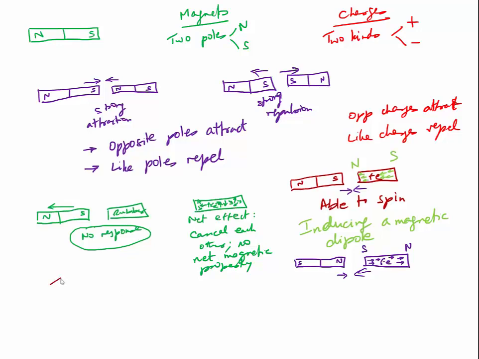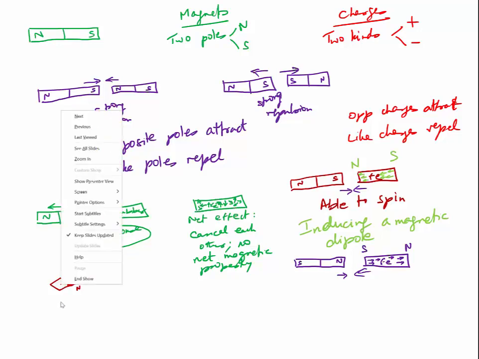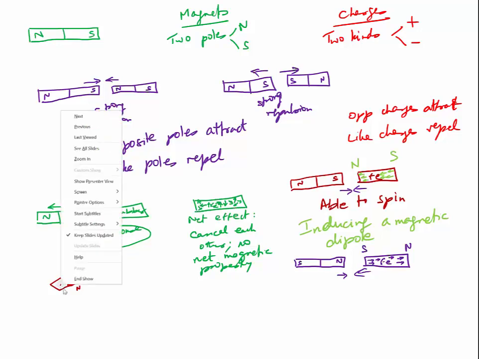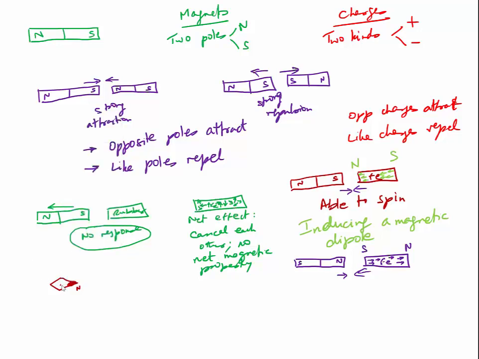You guys have all used compasses before, I'm guessing. A compass is simply a magnet, and I'm going to paint one end of the magnet, which is the North Pole. And it's a little piece of magnet that's pivoted on a very sharp tip. So I'm looking at it from the top here. It is free to spin around that central pivot.